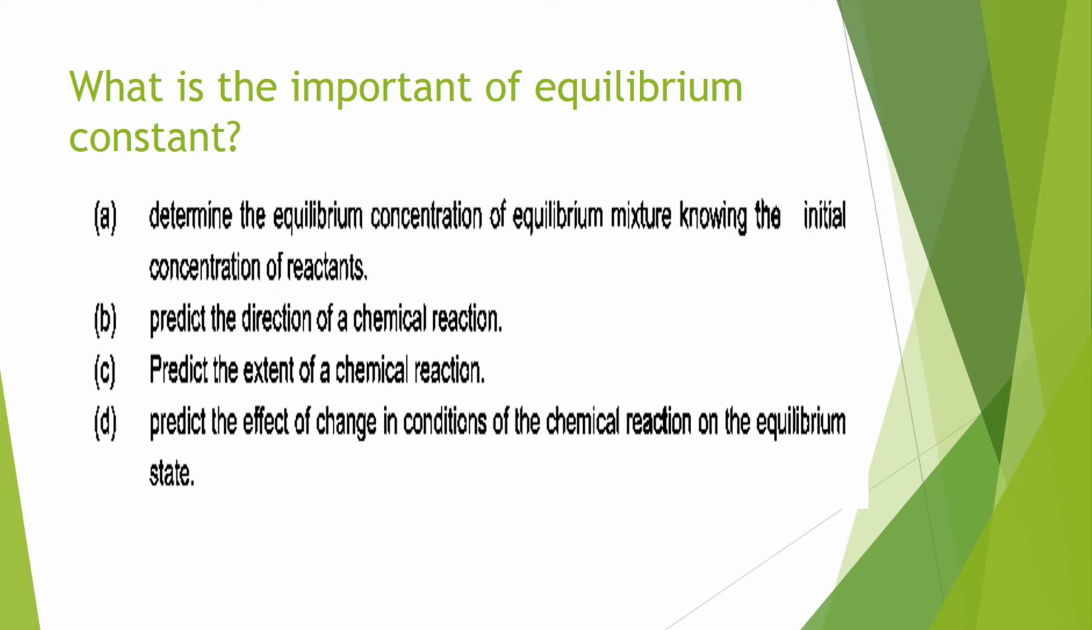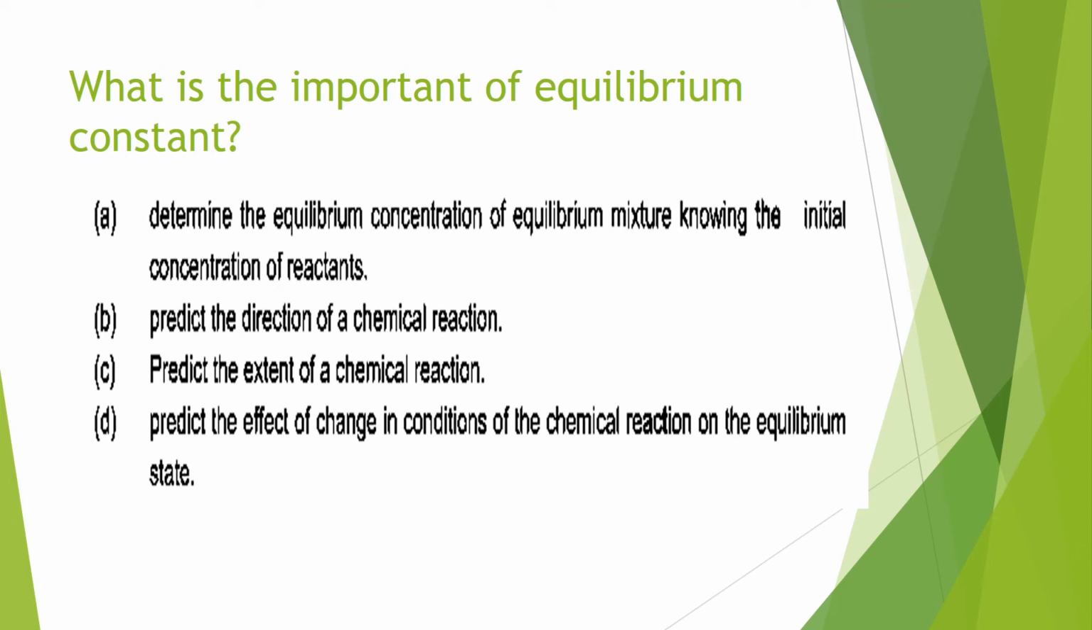You know that reversible reactions never go to completion. By knowing the Kc value or equilibrium constant value, we can predict the extent of our chemical reaction, that at equilibrium state we can have more amount of the reactant or we can have more amount of the product.